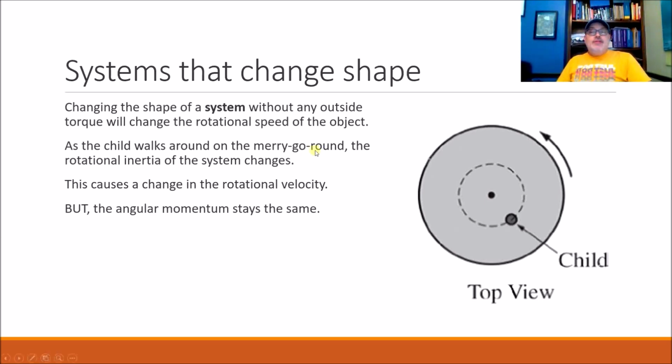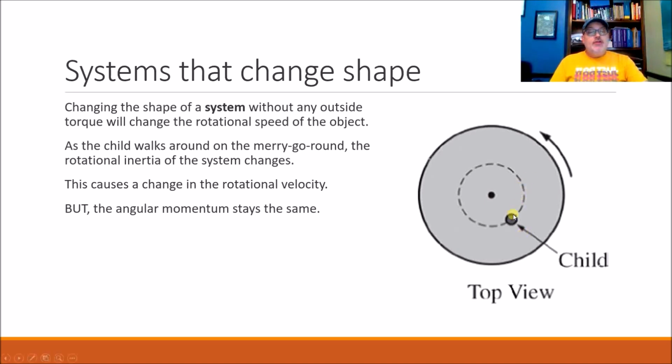This can also be true for a system of interacting objects. So the system itself can change because parts of the system are moving around. But if there's no outside torque, then the rotational angular momentum of the system will remain the same. So here we have a child on a rotating disc like a merry-go-round, and we're looking at it from the top. This child can run one way or another way or outward or inward, and they will change the rotational rate of the merry-go-round. However, they will not change the angular momentum of the system.